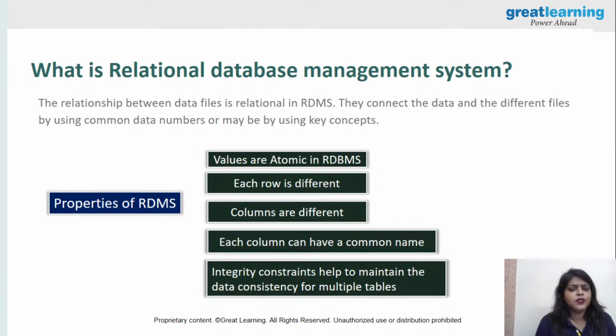At this particular time, let me tell you what are the properties we have in RDBMS. In RDBMS, values are atomic in nature. While you start working on RDBMS, you will understand what that actually means. Each row is different, columns are different, there will be no redundancy in the data. Each column can have a common name, right? And integrity constraints help to maintain the data consistency for multiple tables. That's a really advanced term for some of you who don't know about it.